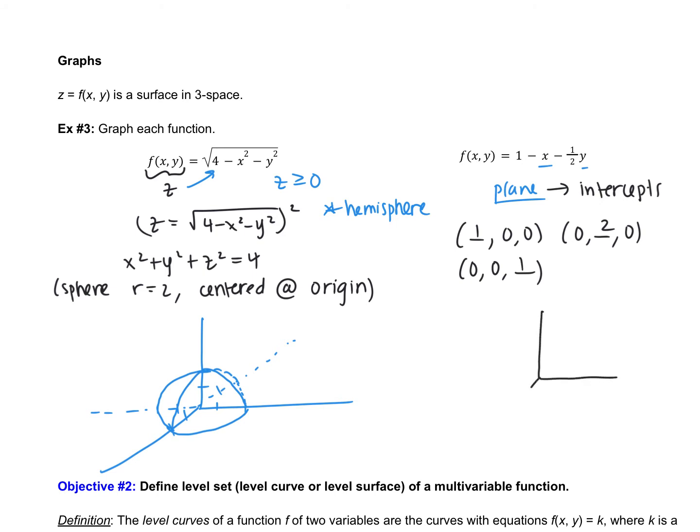So the way that we're going to graph this: our (1, 0, 0) is here, our (0, 2, 0) is here, our (0, 0, 1) is here. It gives us this portion of the plane. That's what's really important, this is only a portion of the plane. It's really hard to draw it continuing, but we need to make sure we understand that this plane does in fact continue.